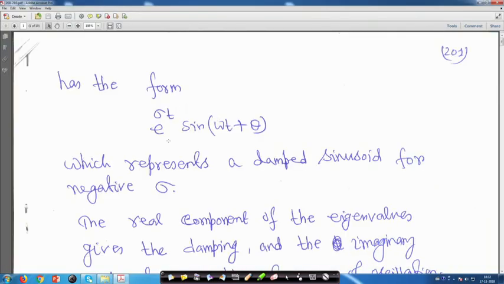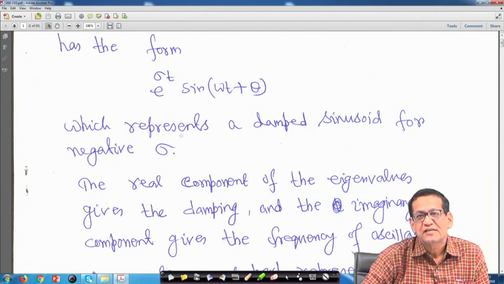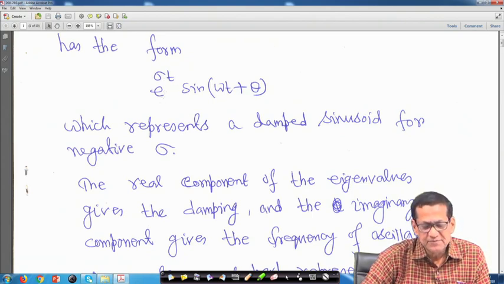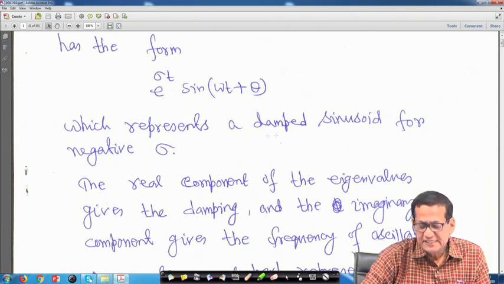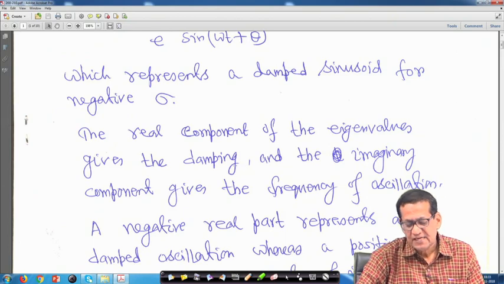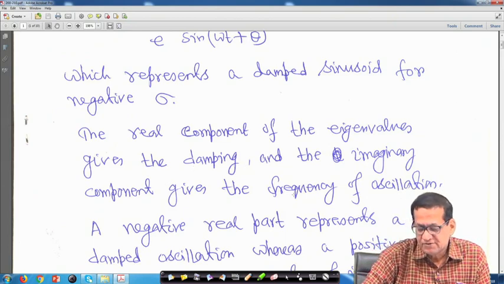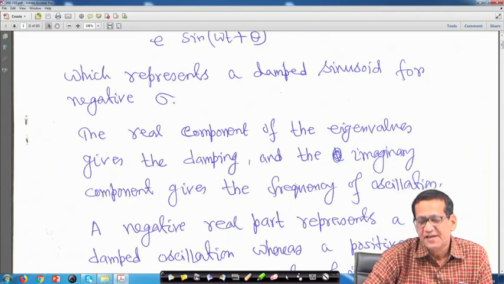So, that expression, (a plus jb) e to the power (sigma plus j omega) t plus (a minus jb) e to the power (sigma minus j omega) t, can be written in this form: e to the power sigma t into sin(omega t plus theta), which represents a damped sinusoid for negative sigma. The real component of the eigenvalues gives the damping and the imaginary component gives the frequency of oscillation. This you know from your third year control system studies.